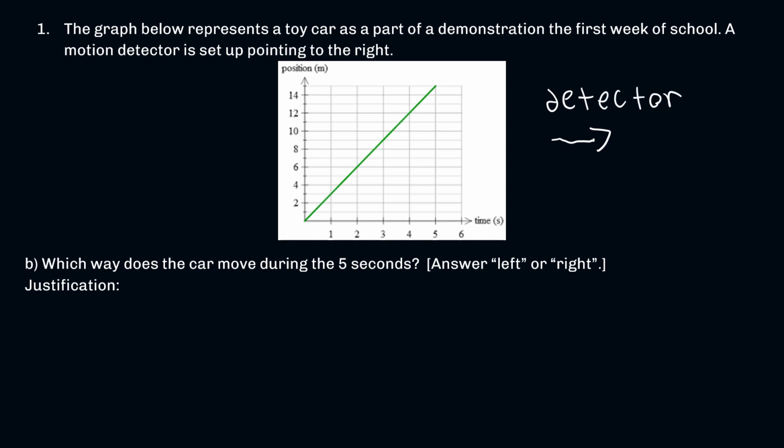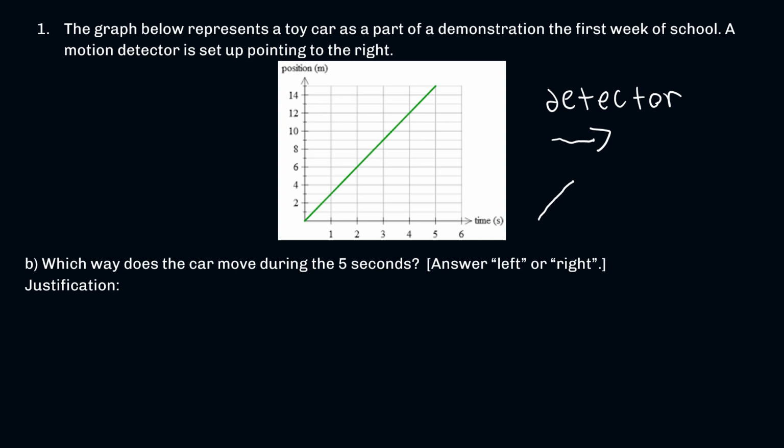Then I'm going to look at my graph. So which way does it move during the 5 seconds? I'm going to use my fact here as evidence. So let's look at the graph. The graph is creating a front slash, a slope like a front slash. So I look at my fact sheet and I see that a position time slope like a front slash means the object is moving away from the detector. So that is going to be my evidence there.